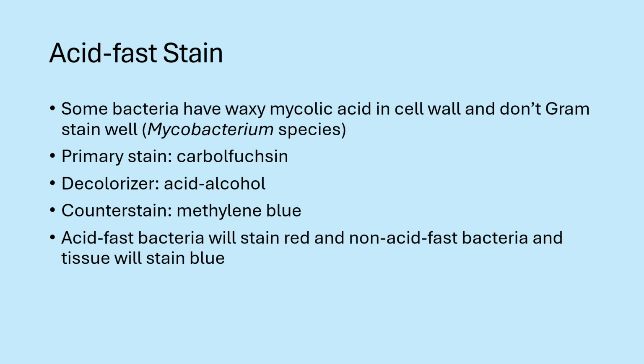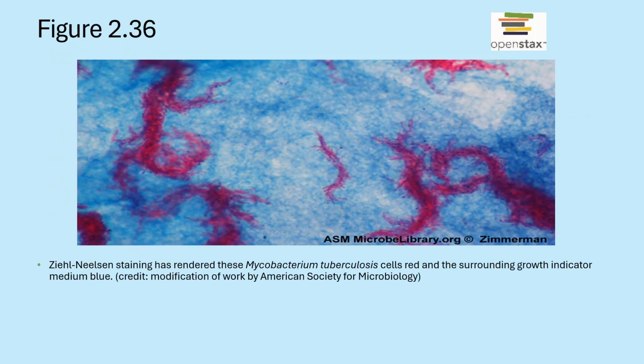In this case, your acid-fast bacteria are going to stain red. Your non-acid-fast bacteria and your surrounding tissues, because oftentimes, like for tuberculosis, you may have tissue there from lungs. For leprosy, you might have some tissue there as well from the surrounding area where you took your sample. So the tissue is going to stain blue. Non-acid-fast bacteria will stain blue, but your acid-fast will look red. So in this picture here, this blue, like I said, that's your non-acid-fast, that's your tissue, but this red is your acid-fast. In this case, it's Mycobacterium tuberculosis.